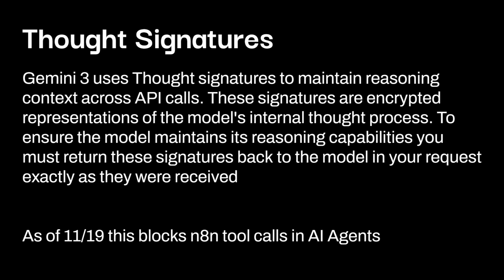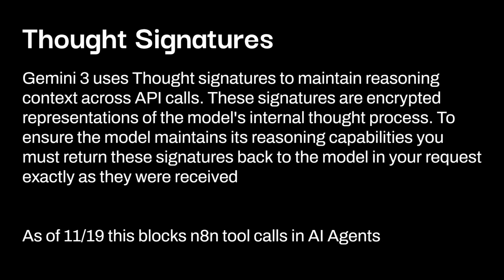Okay, so this currently breaks tool calling in n8n. This is called thought signatures. Gemini 3 uses thought signatures to maintain reasoning context between API calls. These signatures are encrypted representations of the model's internal thought process, kind of going back and forth like, hey, we need to do this specific task.